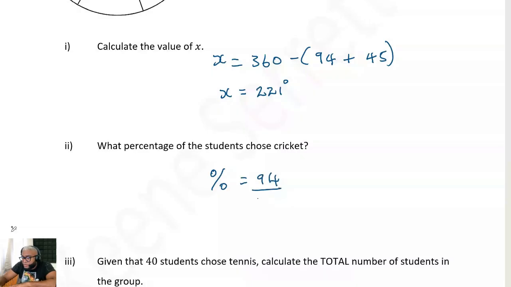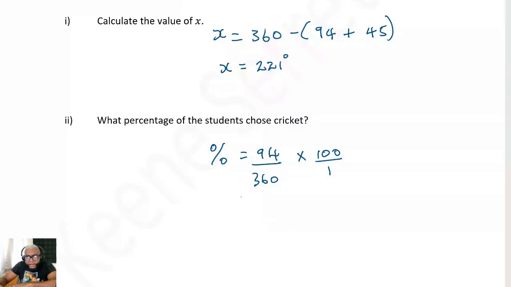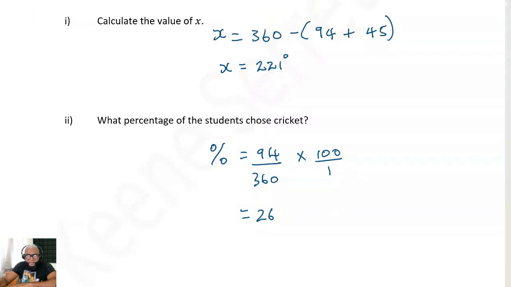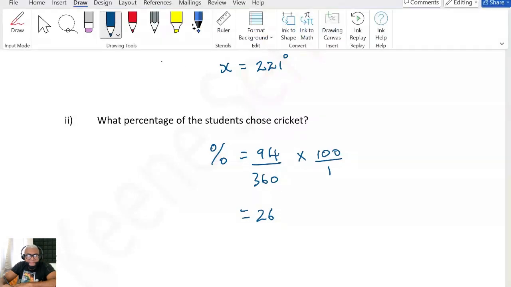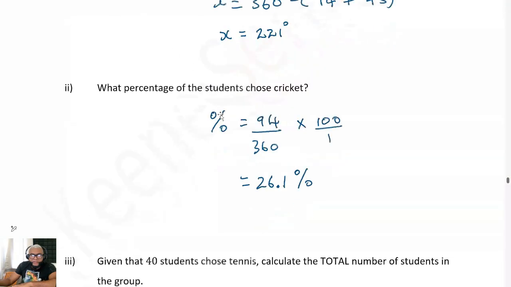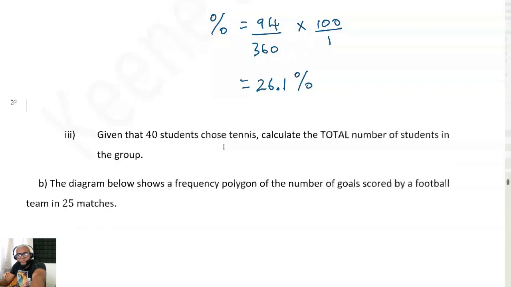94 over what's the total amount of degrees in a circle? 360 degrees. It's a percent, so we're multiplying by 100 over 1. I'm feeling like I'm in primary school with these questions, boy. What's the answer here? 26.1%. I get 26.1, but I just put 26. Now you can't just do that. If it's 26.1, you need to put 26.1, right? Yes, sir.